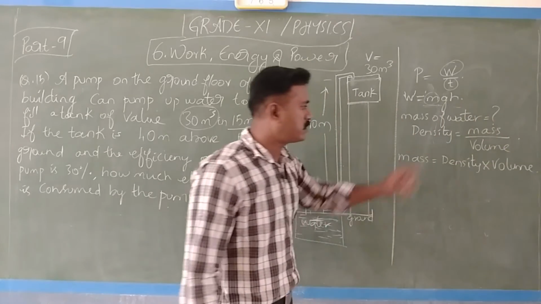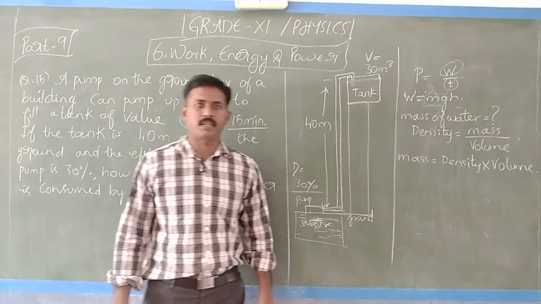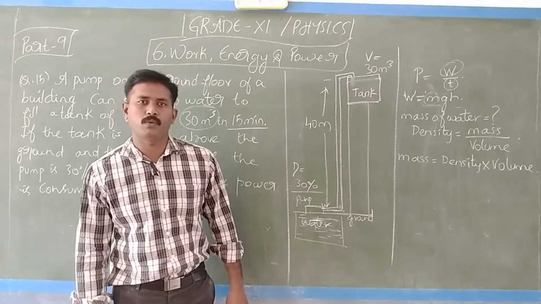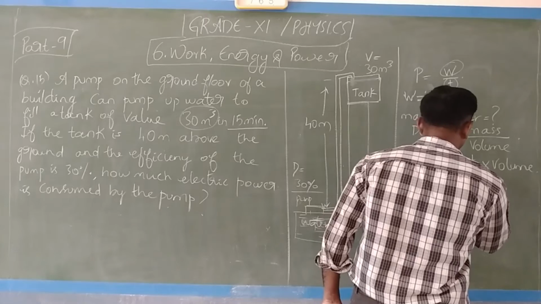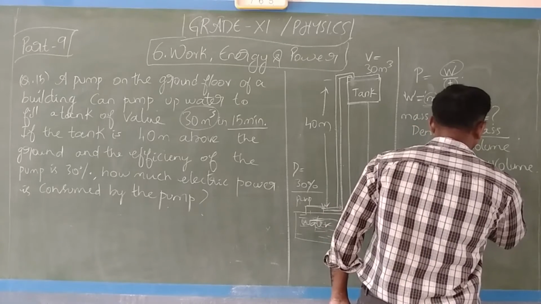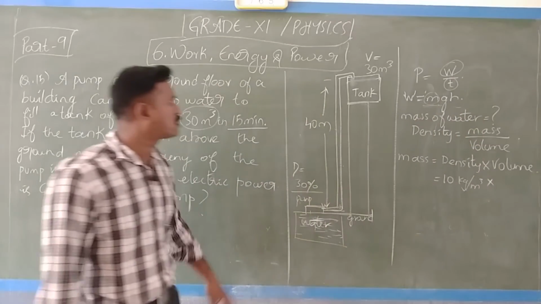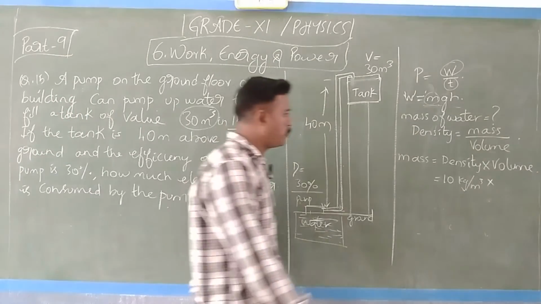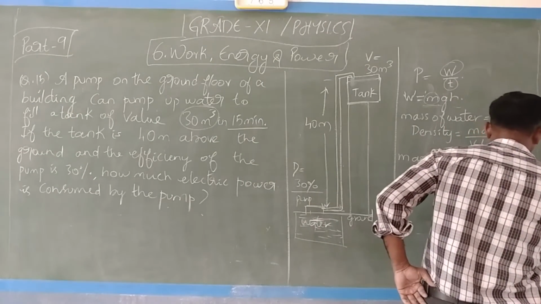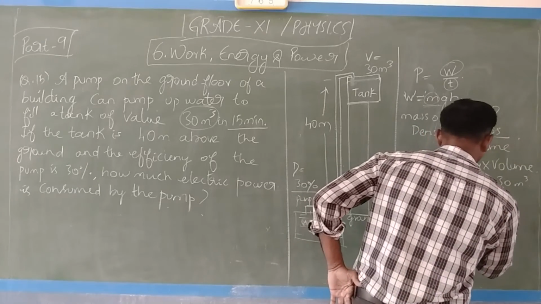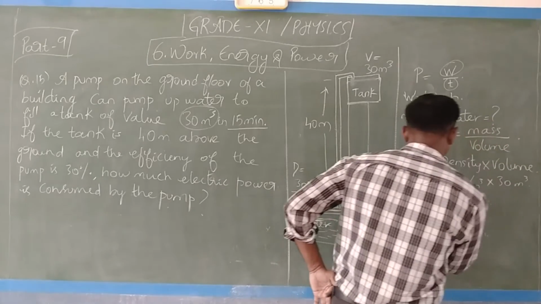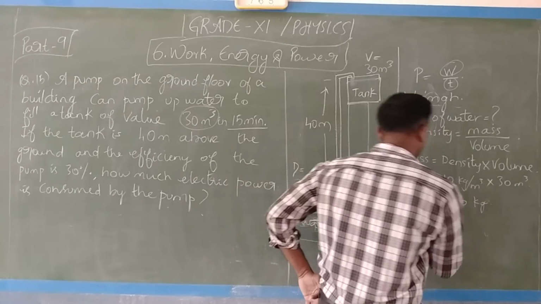So what is density of the water? The standard density of the water is 10 kg per meter cube. Density of water density value is 10 kg per meter cube. What is the volume given? Volume is 30 meter cube. 30 meter cube is the value. So 30 meter cube. So 300 kg. So mass of the water is 300 kg.